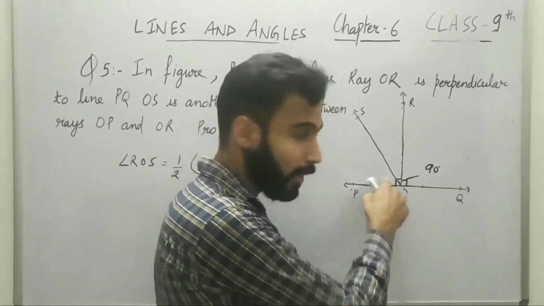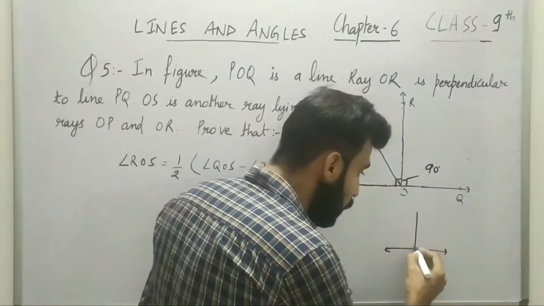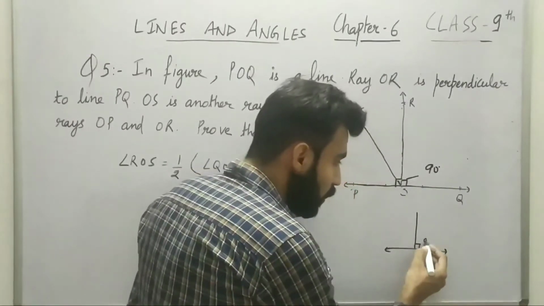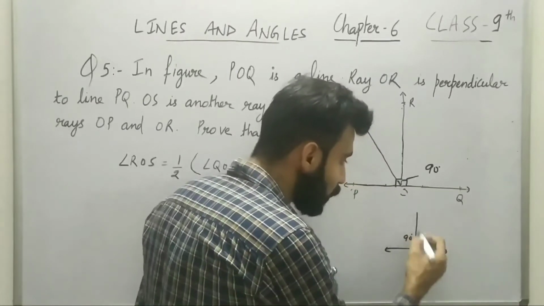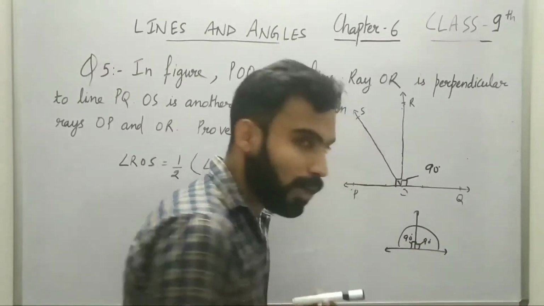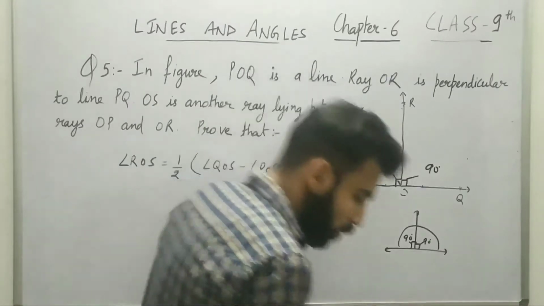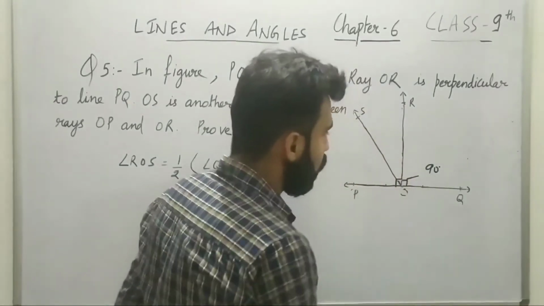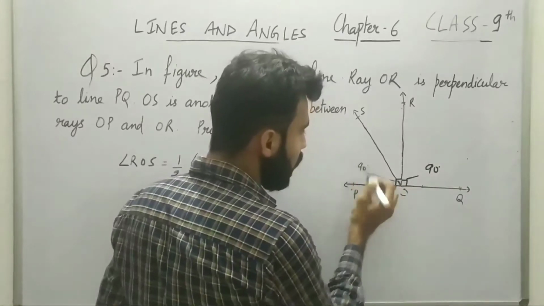will remain as 90. So whenever there is a straight line and there is a ray standing perpendicular to it, that means both the angles are going to be 90. That means this ray actually divides the 180 degree angle into two equal parts, each of 90 degrees. Getting my point? So let me just rub this area now. Now you can see here that this is 90, also this is 90 degrees, right?